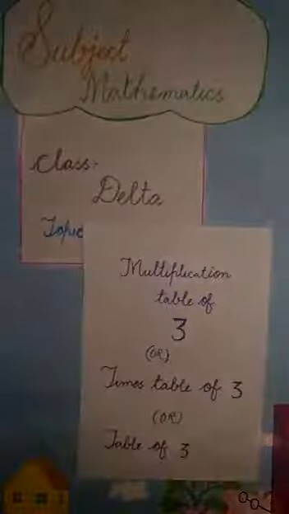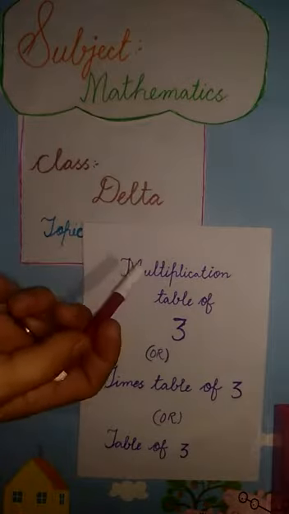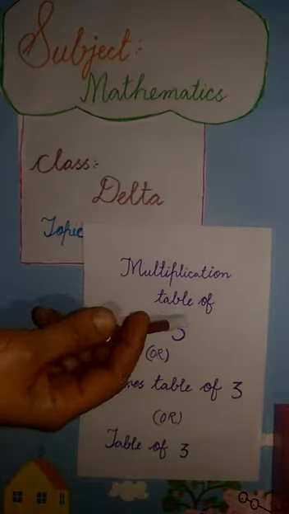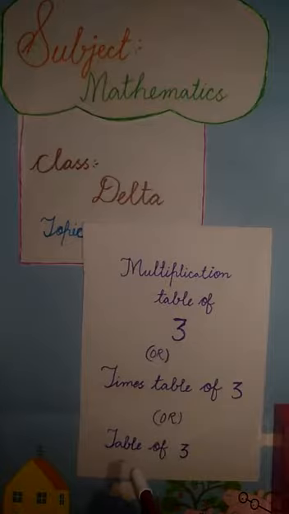Now, my dear kids, let's start our today's topic in mathematics. That is multiplication table of three, or times table of three, or we can say simply table of three. What we have to read today? Table of three.